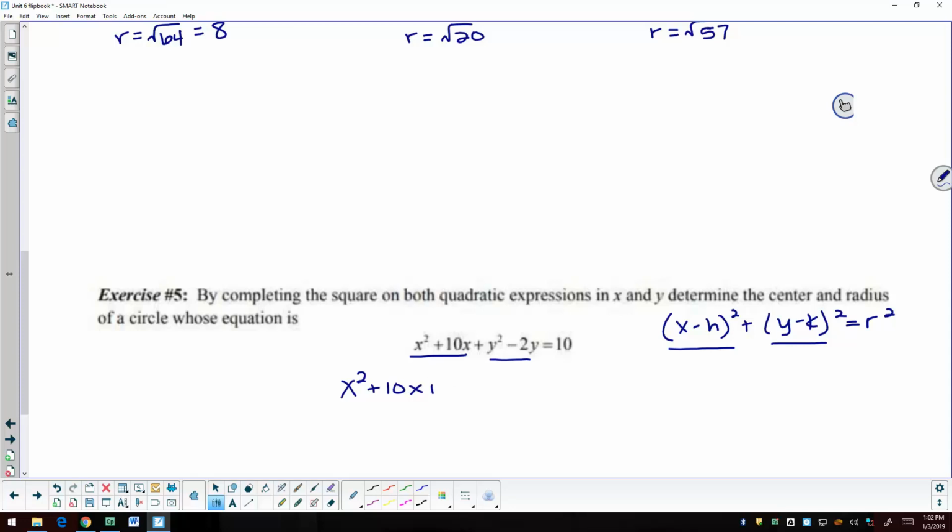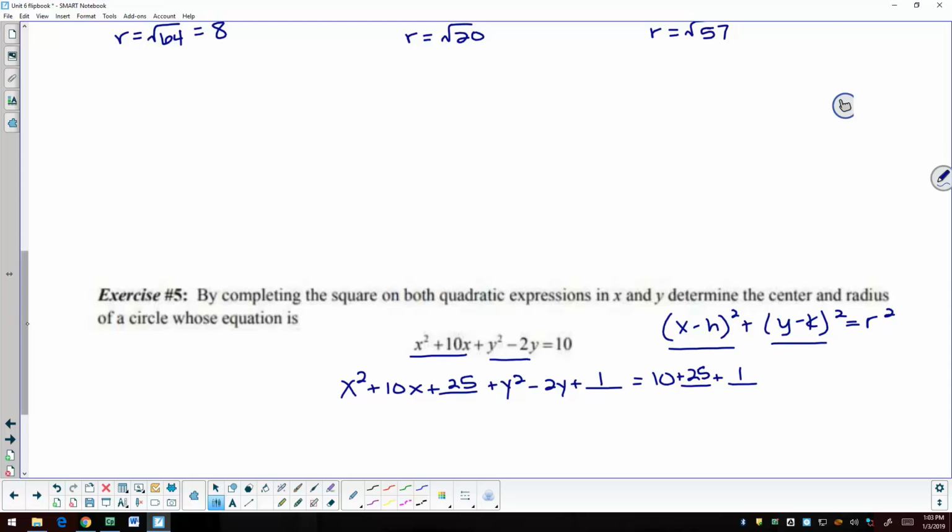I'm going to leave a blank because I'm going to complete the square with the x's, then I'm going to complete the square with the y's, and then on the other side, whatever I add to the left side, I have to add on to the right side as well. So I'm going to put 2 blanks over there. So remember, to complete the square, you take half of 10, which is 5, and you square it. That's 25. Half of -2 is -1, squared is 1. So I have to add 25 and 1 to this side.